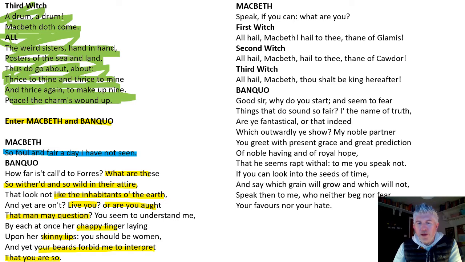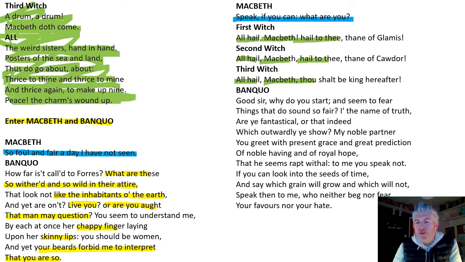Macbeth, typical for him, is quite demanding. "Speak if you can. What are you?" And that makes the witches turn to him, and as you notice, they all hail him. First, second, and third witch all start with the same greeting. "All hail Macbeth, hail to thee."